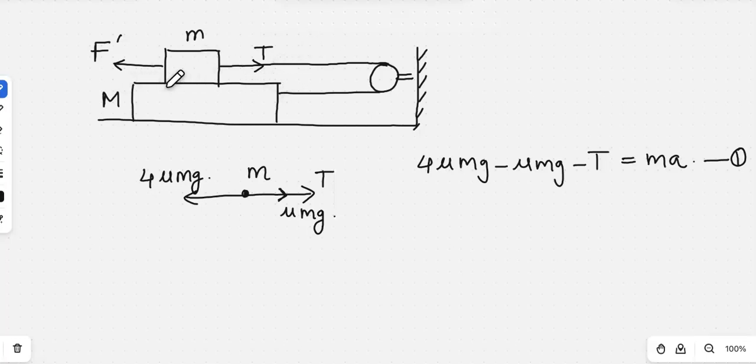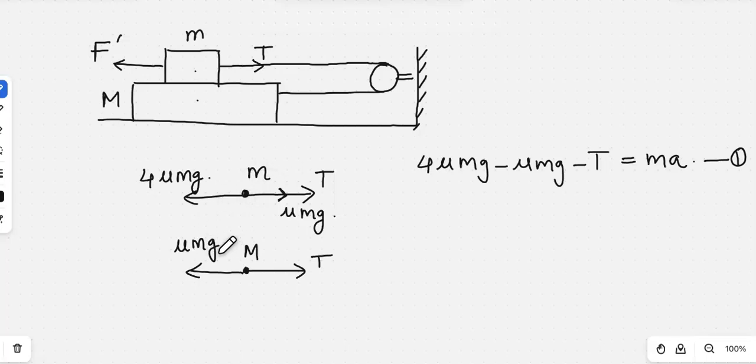Now the acceleration of the big block capital M will also be the same because they are both attached to the same string, right? So if it goes with a certain acceleration towards left, capital M will go with the same acceleration towards right. So we will have for capital M a free body diagram like this. The tension is towards right. There is no friction between the ground and capital M because the ground is frictionless. So the frictional force between m and capital M will be towards left, as I told earlier. It will be mu mg, right?